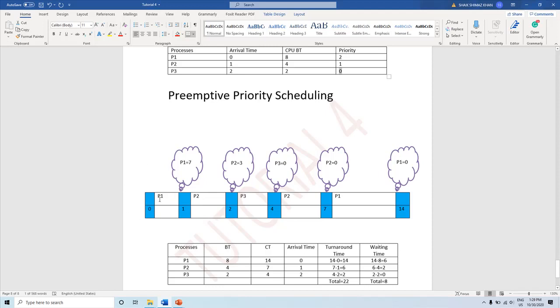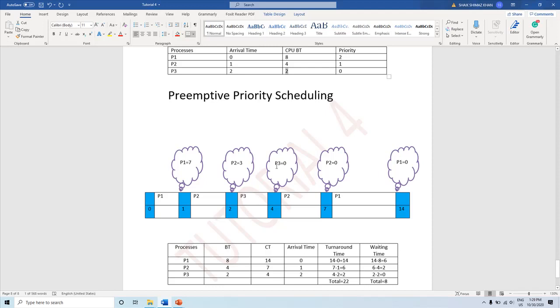So in the ready queue, P1 and P2 are waiting now. So P3 is getting the CPU now. P3 starts running. P3 finishes its burst time, 2 plus 2, 4, and P3 terminates now.